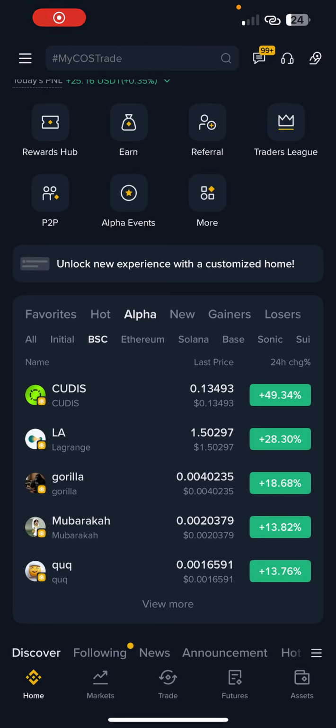Okay, GM guys. Today I will be putting you on something that any beginner can leverage and make a lot of money from: the Binance Alpha program.